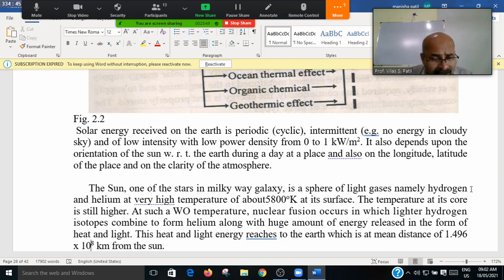It has low intensity and low power intensity, from 0 to 1 kilowatt.